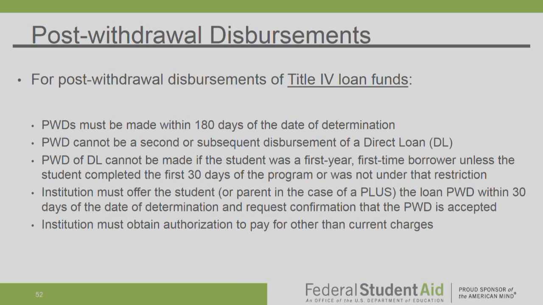For post-withdrawal disbursements of Title IV loan funds, the post-withdrawal disbursements must be made within 180 days of the date of determination. It cannot be a second or subsequent disbursement of a direct loan. The post-withdrawal disbursement of a direct loan cannot be made if the student was a first-year, first-time borrower unless the student completed the first 30 days of the program or was not under that restriction. The institution must offer the student the loan post-withdrawal disbursement within 30 days of the date of determination and request confirmation that the post-withdrawal disbursement is accepted. And the institution must obtain authorization to pay for other than current charges.